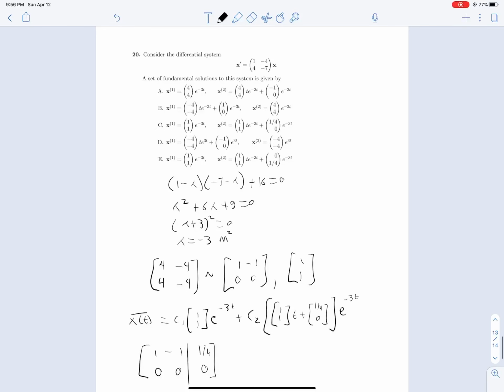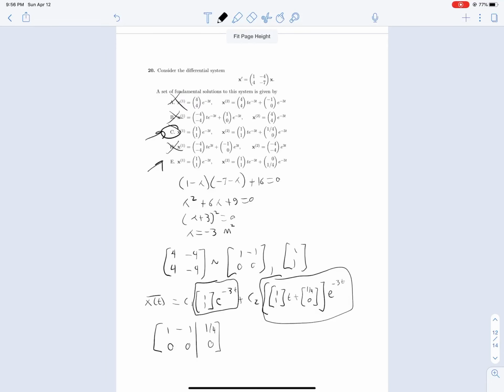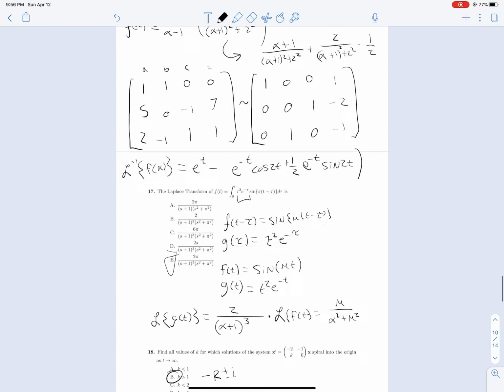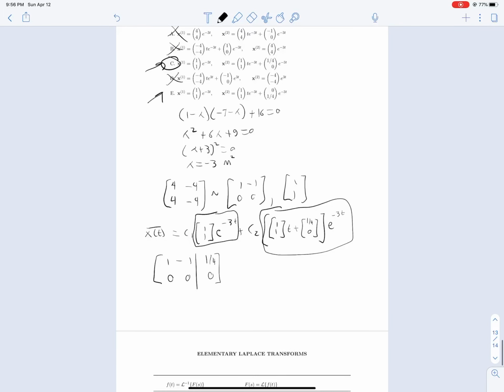And so our fundamental solutions are just the things that are attached to c1 and c2. So we're looking for (1, 1) e to the -3t. That's looking good, and that's looking good. And then (1, 1) t e to the -3t and (1/4, 0) e to the negative 3t. So C should be our answer for 20, which it is.